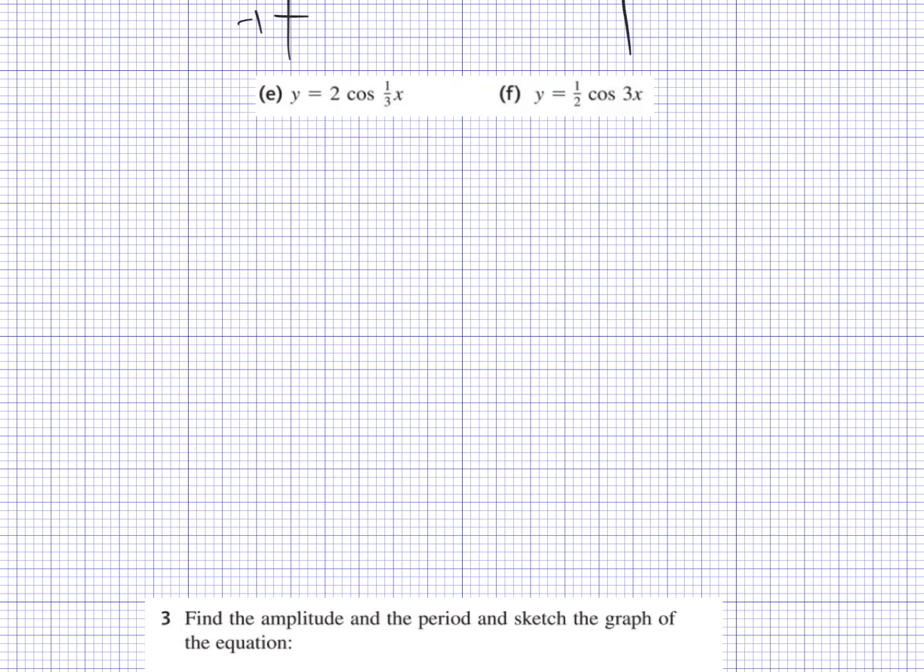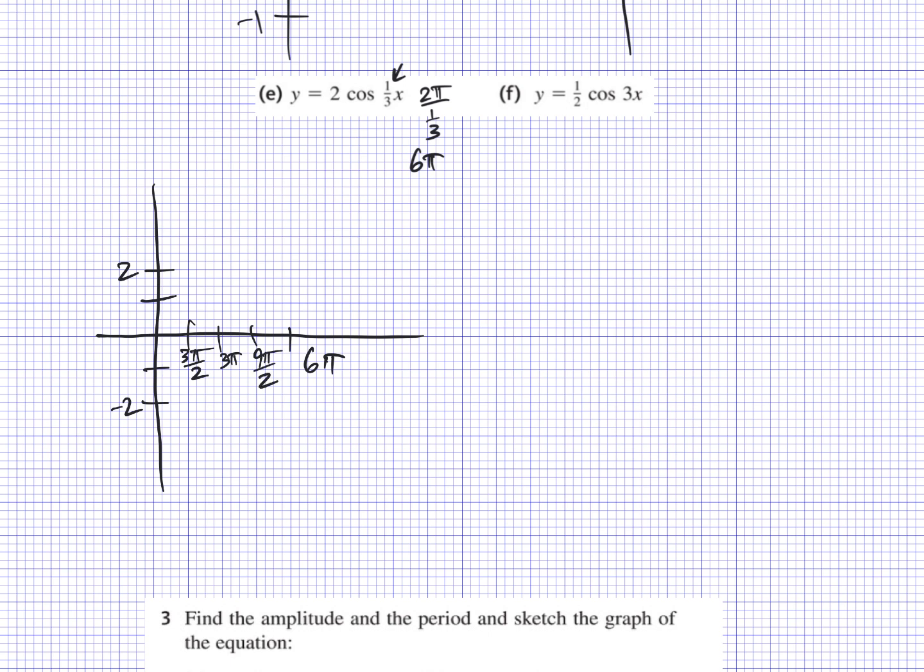Okay, so now we have our amplitude is 2. So 1, 2, then negative 2. And our period is 2 pi over 1/3, which is 2 pi times 3, or 6 pi. So just like the last one, 1, 2, 3, 4, 6 pi. And each one, if we divide that by 4, is 3 pi over 2. 3 pi over 2, and 6 pi over 2 is 3 pi, and 9 pi over 2. Okay, so now we mark them. Cosine starts here, goes through 3 pi over 2, the bottom is at 3 pi, back through at 9 pi over 2, and up to 6 pi.